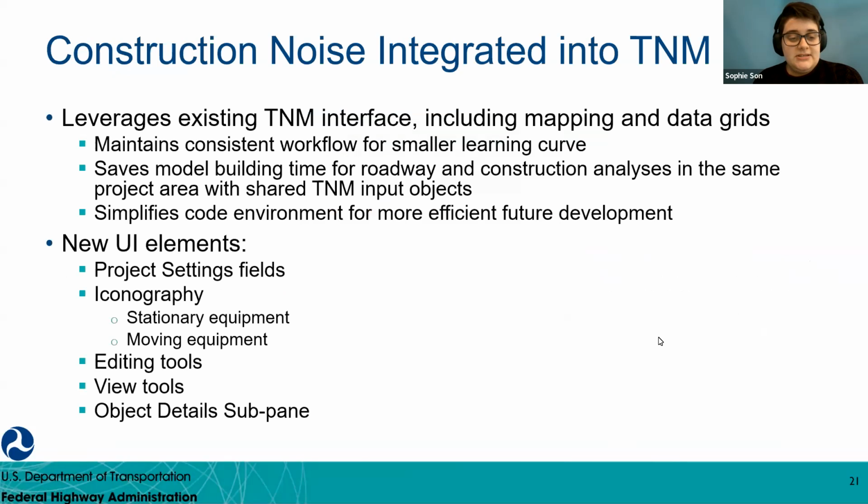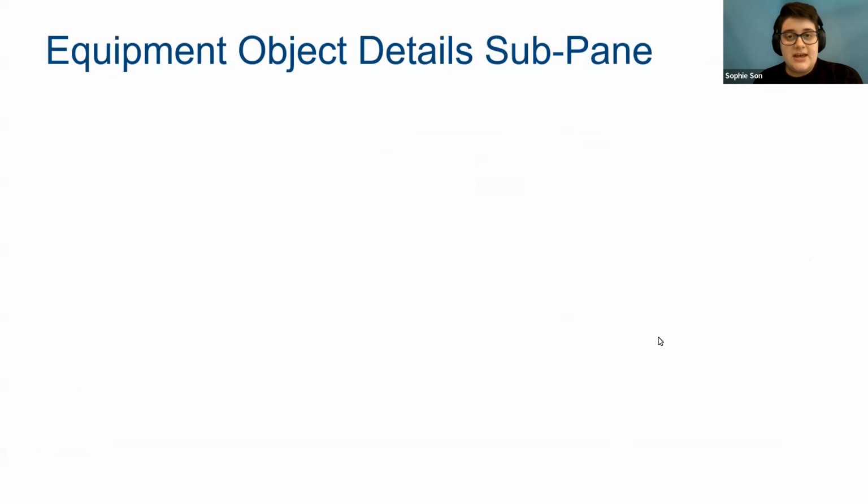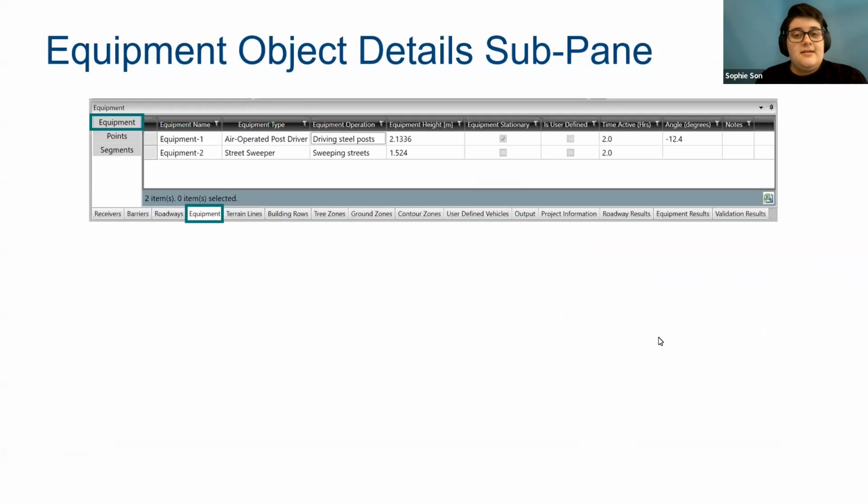In the object details pane, of course, we have a new tab for equipment. There are 3 subtabs in this equipment object details pane. This first one shows the high-level data for each equipment object. Note that the equipment name, time active, angle, and notes are the only user editable fields. These others are inherent to each equipment object. User-defined equipment will show up in this pane as well.